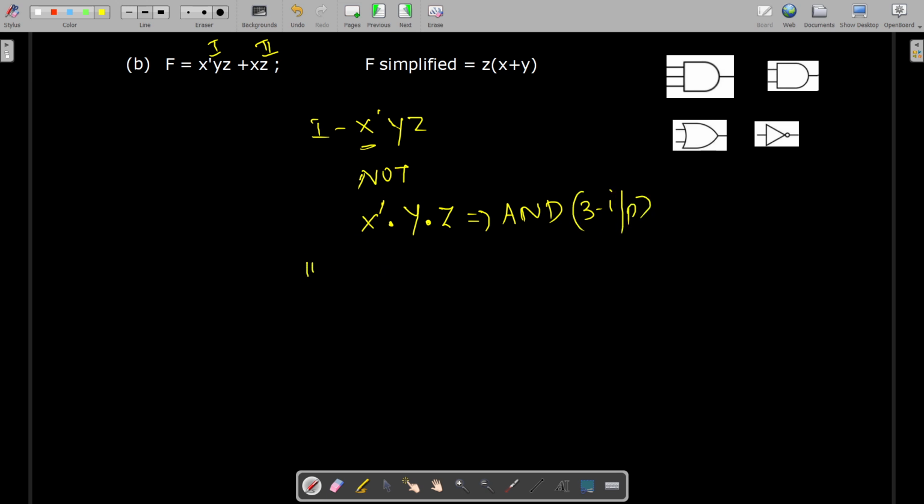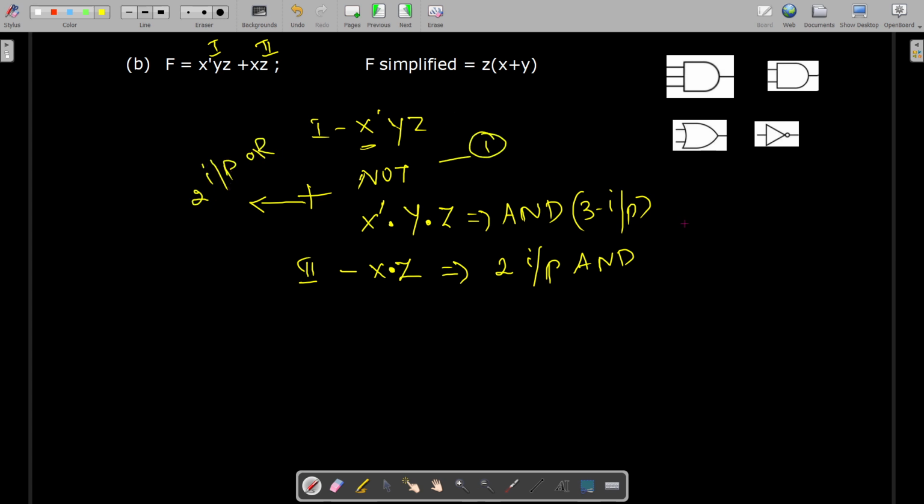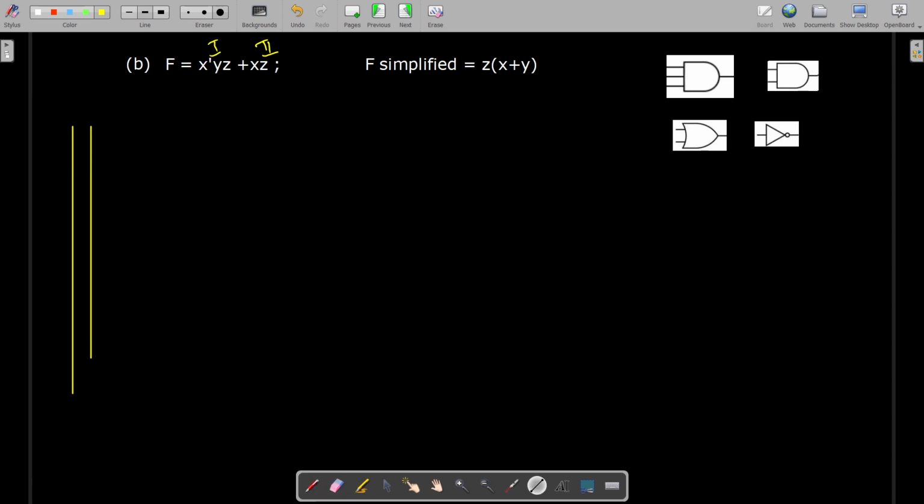Then the second term consists of x z, that means dot operator. So we need a 2 input AND gate. And the first term and the second term are connected using OR. So we need a 2 input OR gate. So how many gates do we need? This is one NOT gate, a 3 input AND gate, a 2 input AND gate and a 2 input OR gate. So we need 4 gates. Okay. Now we'll proceed. 3 literals are there, so we need to draw 3 input lines.